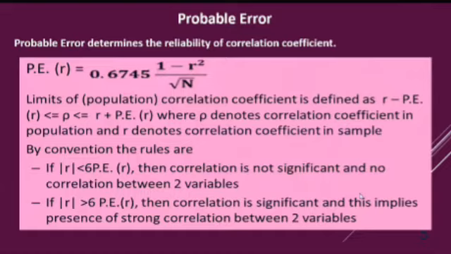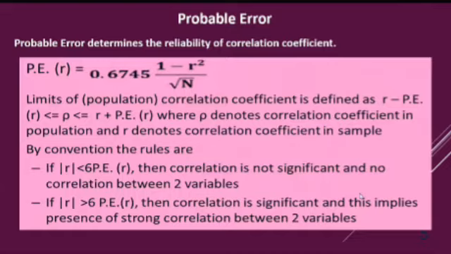How do you interpret it? When you calculate correlation coefficient from the sample, then you give conclusion about the population. Then your population correlation coefficient will be in between r minus probable error and r plus probable error, where r is sample correlation coefficient. Your population correlation coefficient is denoted by rho, that lies in between r minus probable error and r plus probable error.